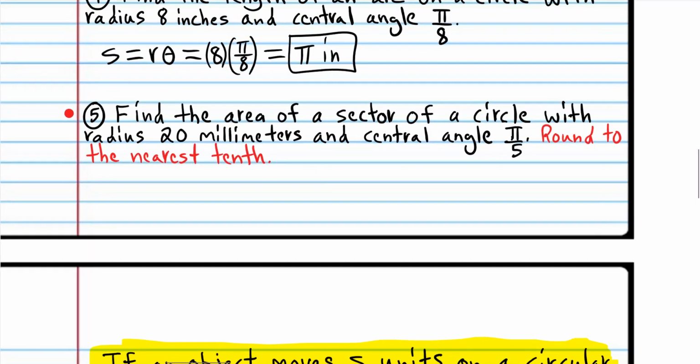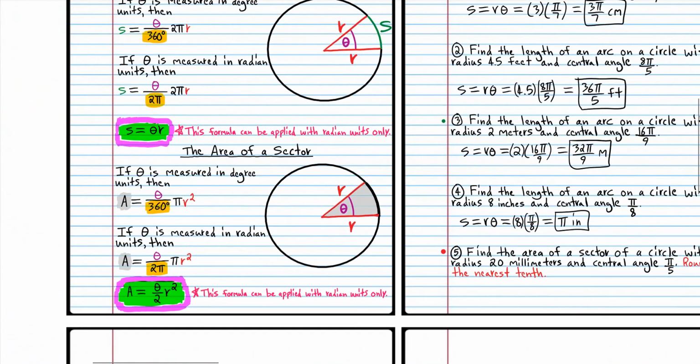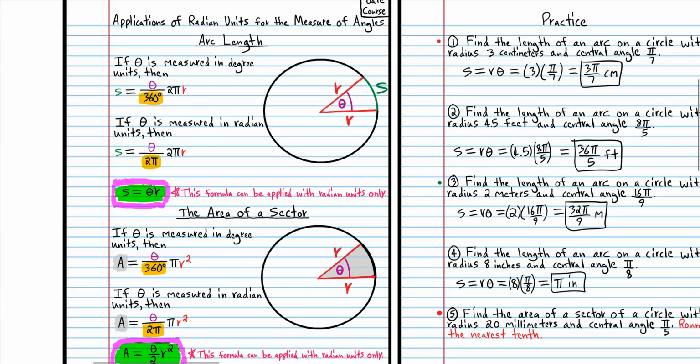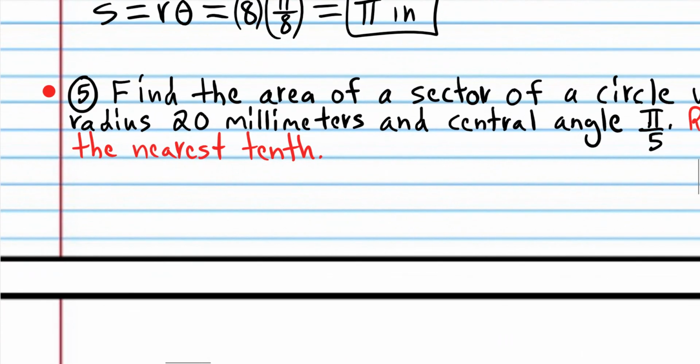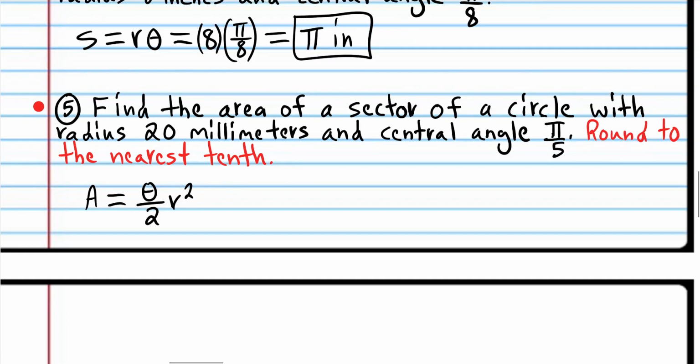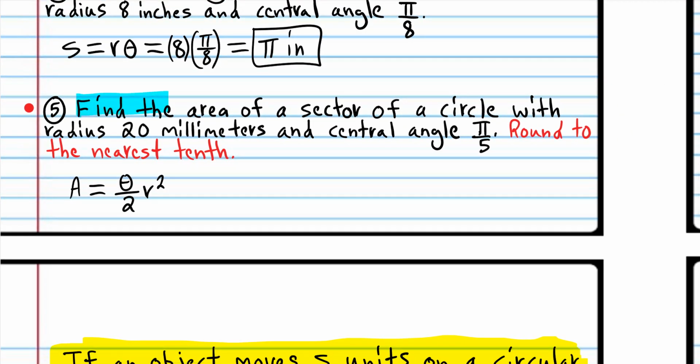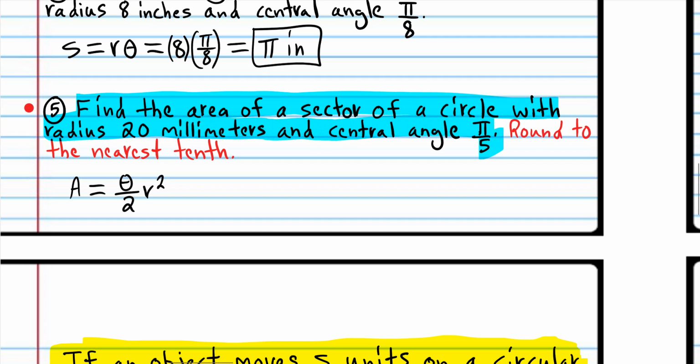Okay, so now we're going to move to the area of a sector. We found the length of an arc on a circle, but now we're going to find the area, the gray region in the circle. So the area is equal to theta in radian units over 2 times r squared. And this problem says find the area of a sector of a circle with radius 20 millimeters and central angle pi over 5.